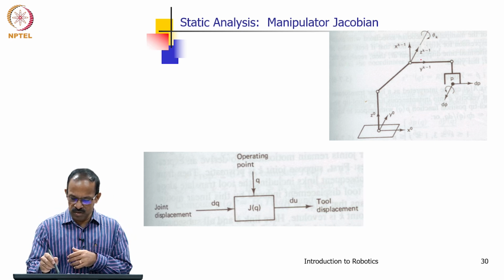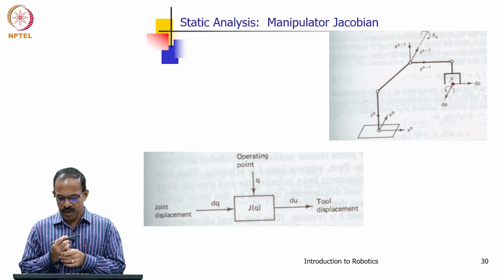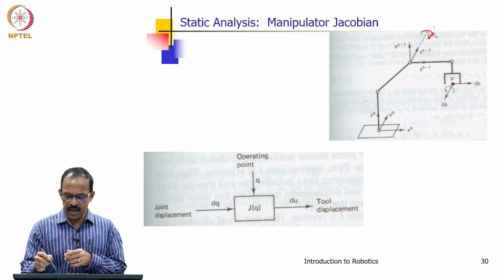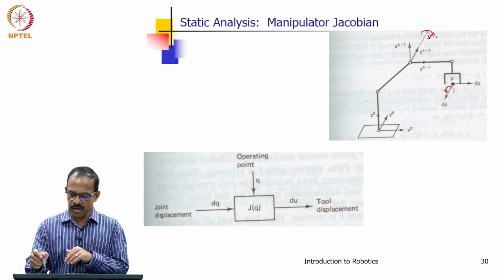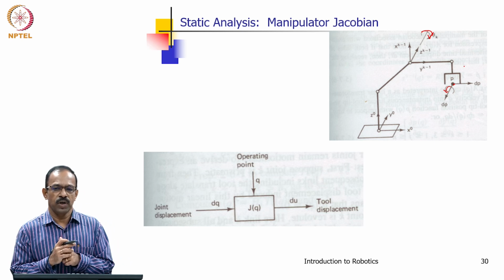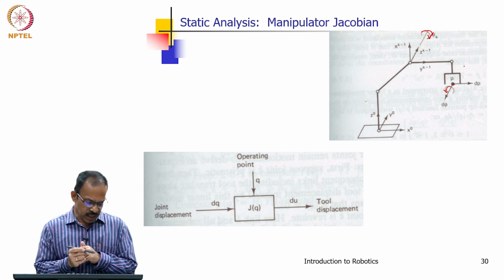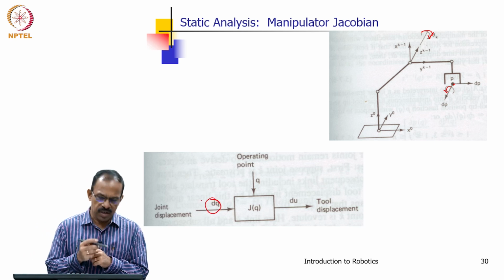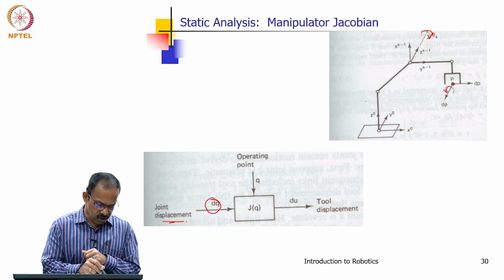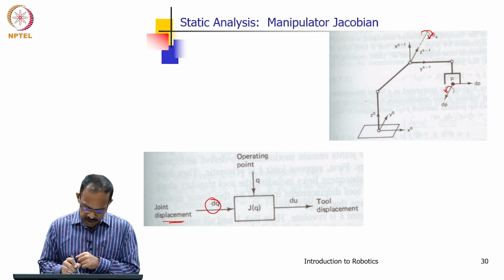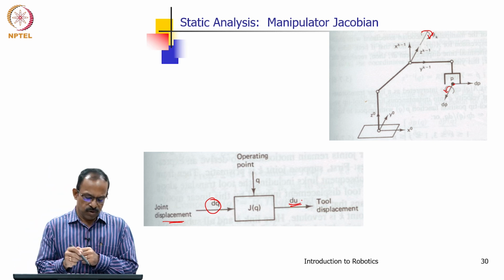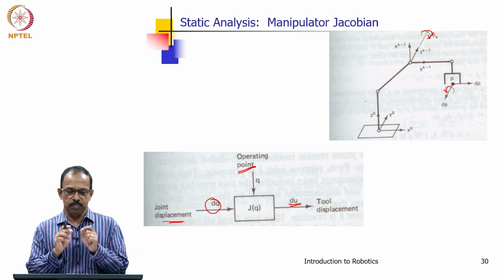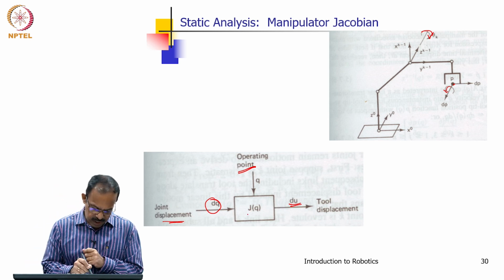Suppose you have these joints and this is the tool configuration. Whenever we have a displacement theta k, we know that there is a displacement d phi, or the change in the position and orientation of the tool. So, we assume that an infinitesimal displacement of dq at the joint will lead to an infinitesimal displacement of du at the tool. For the given operating point q, this Jacobian can be defined as a relation between this du and dq.